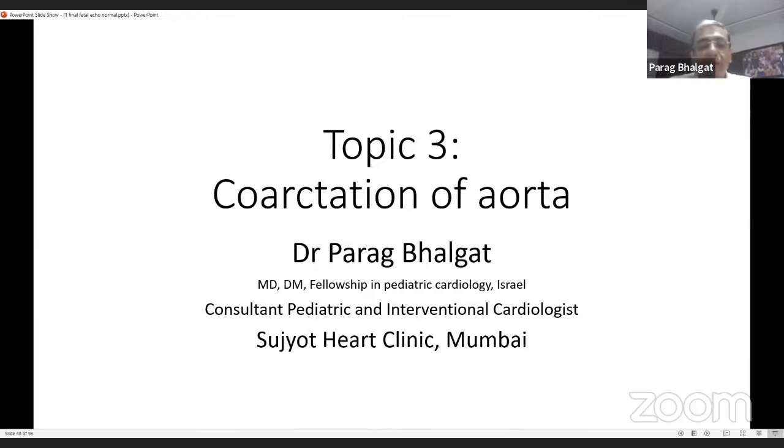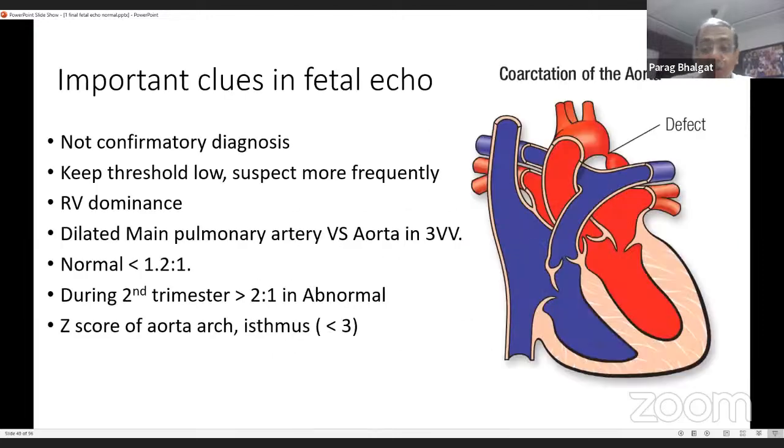Coming to the next topic, coarctation of aorta. Now, coarctation is narrowing of the aorta at the site of the isthmus. On fetal echo we can only suspect the diagnosis. There is no confirmatory test to diagnose coarctation unless the coarctation is very severe. We have to keep our threshold low.